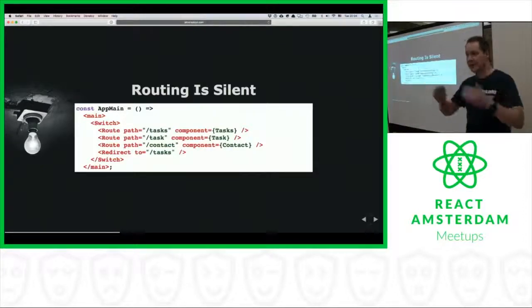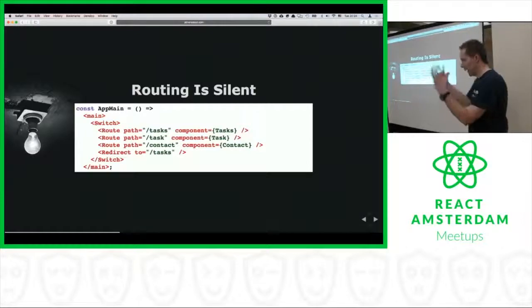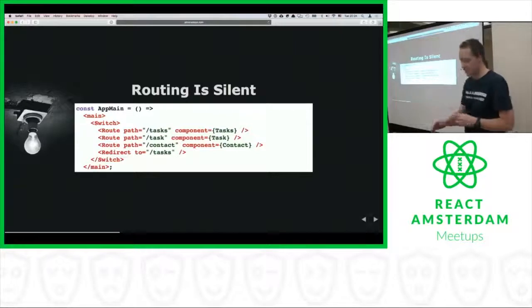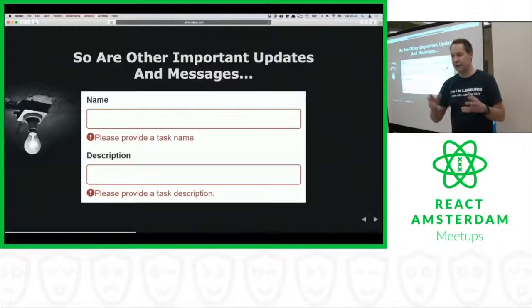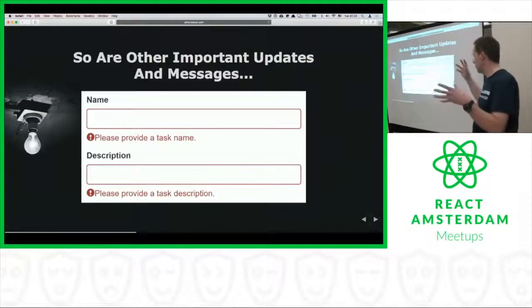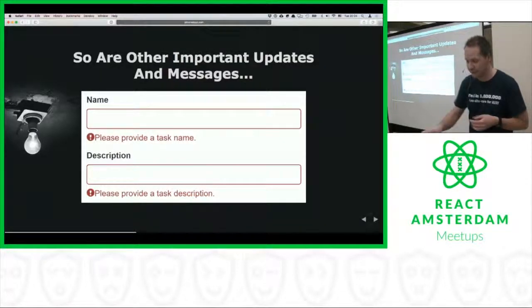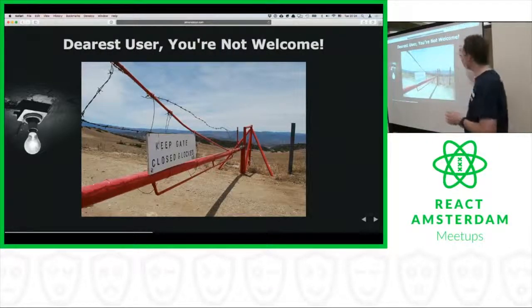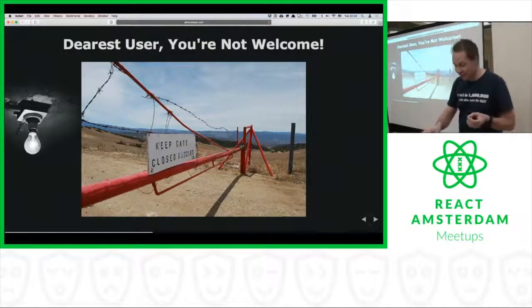And why is that? Routing out of the box is silent. If I use React Router and I go and render components, screen readers don't know that the new component is rendered. Other important updates and messages are completely silent. Error messages on forms, the fact that data was being loaded, the fact that data was finally loaded, this is all very important visual cues. The screen reader said nothing about it. So at the end of the day, what I'm telling my screen reader users in that application is, dear user, you are not welcome. It's definitely not what I want to be able to present in my applications.